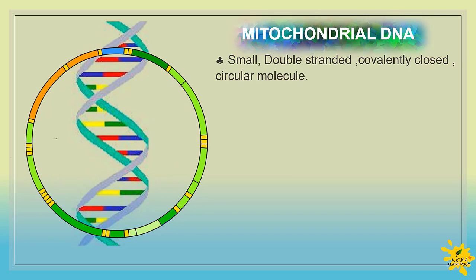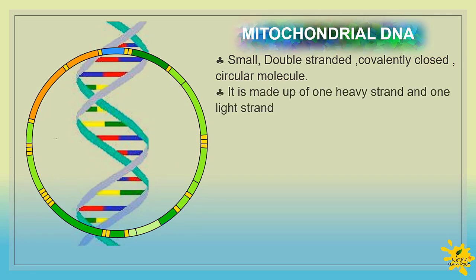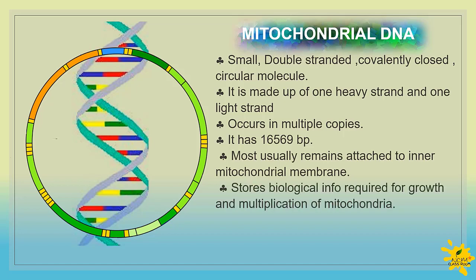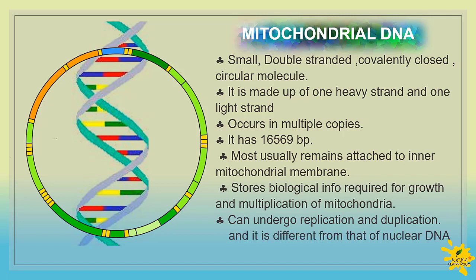And here, the mitochondrial DNA is a small, double-stranded, covalently closed, circular molecule. It is made up of one heavy strand and one light strand. It occurs in multiple copies. It has 16,569 base pairs. It usually remains attached to the inner mitochondrial membrane, stores biological information required for growth and multiplication of mitochondria, can undergo replication and duplication, and is different from nuclear DNA.